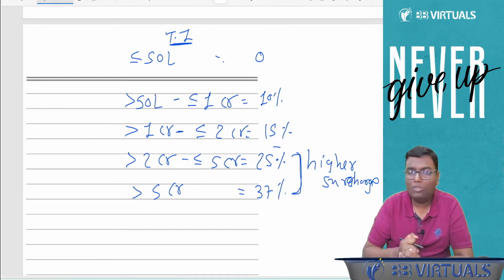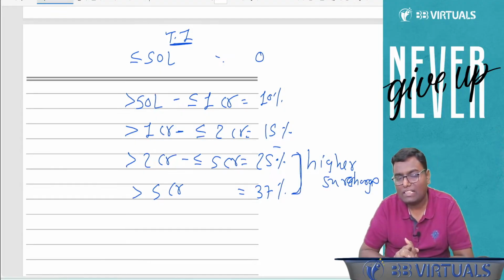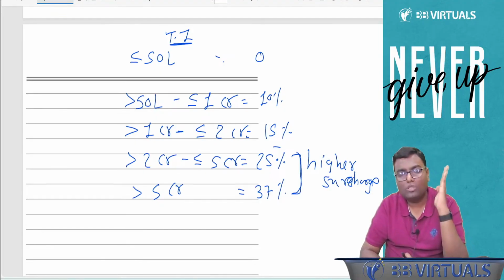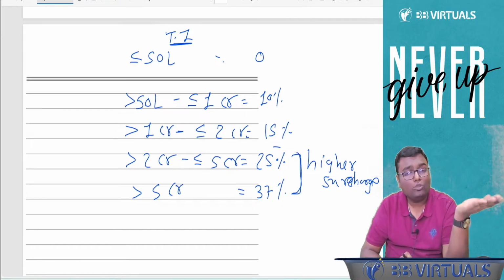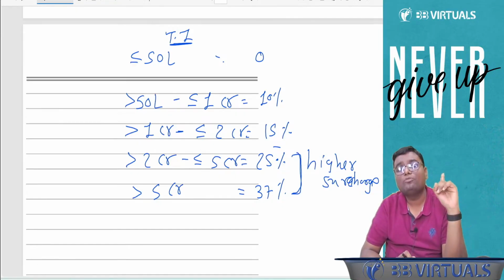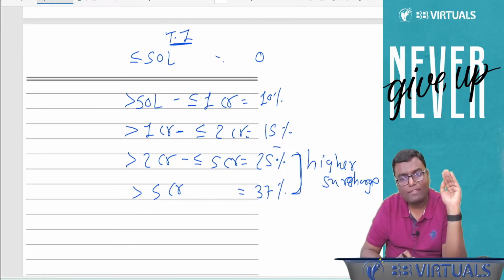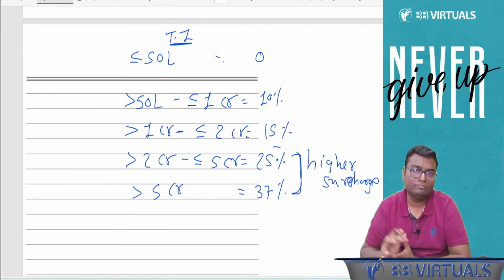So tell me, what is the final rate of surcharge and to whom is it applicable? If your total income is up to 50 lakh, no surcharge at all. If total income is more than 50 lakh but up to 1 crore, 10%. 1 crore to 2 crore, 15%, 2 crore to 5 crore, 25%, more than 5 crore, 37%.